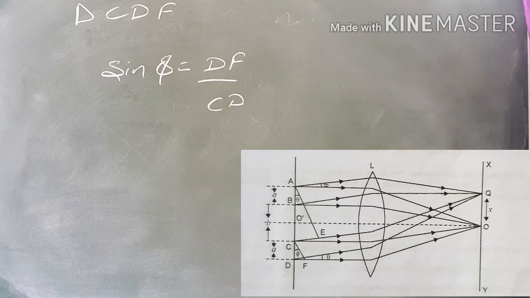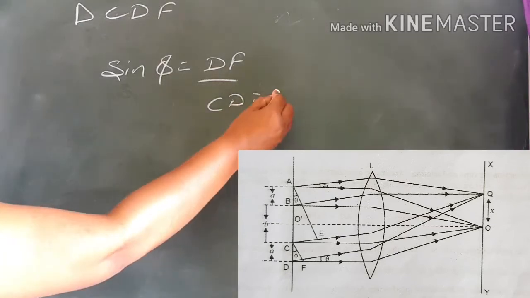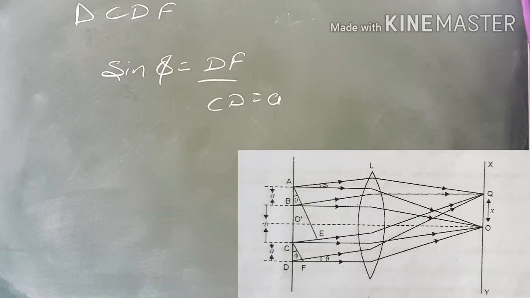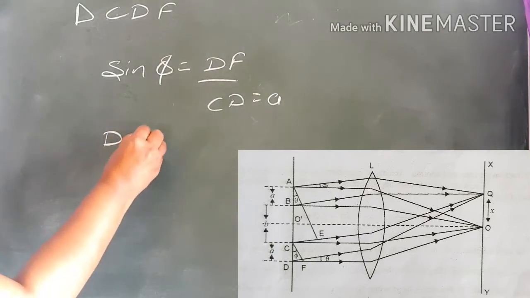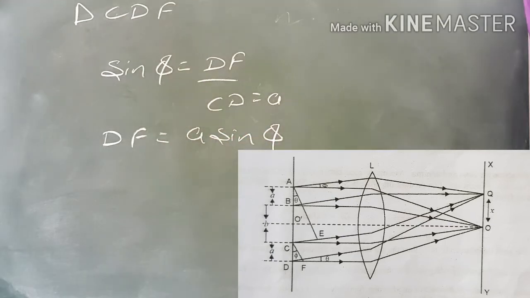So from the triangle CDF we have sine phi is equal to DF by CD. CD is equal to A, the width of the slit. So we have DF is equal to A sine phi. This is the path difference between the rays coming from C and D and reaching the point Q.